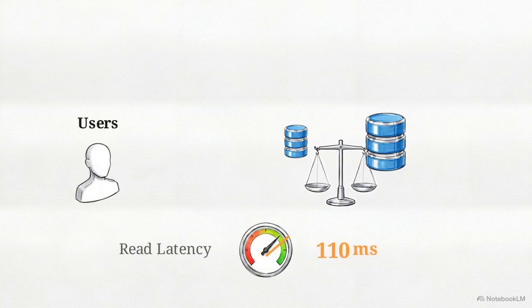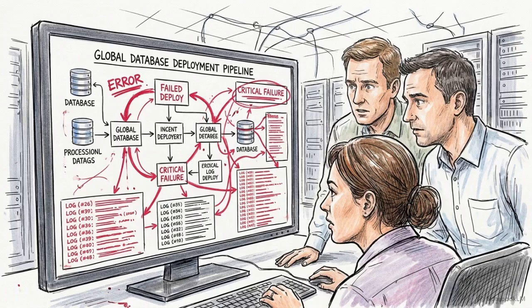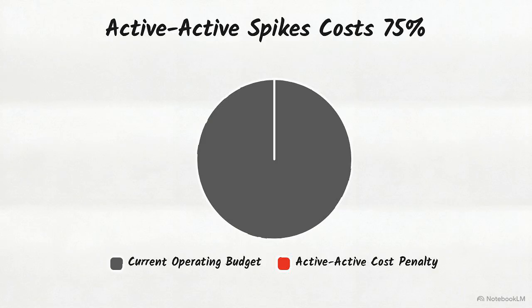Project management apps are read-heavy. Users load task boards far more often than they edit them. Adding a local replica cut their read latency from 110 milliseconds down to just 45 milliseconds. They rejected the fully distributed active-active approach. The engineering overhead of keeping database writes perfectly synchronized across continents was too risky for their small team, and it would have increased their operating costs by roughly 75%.